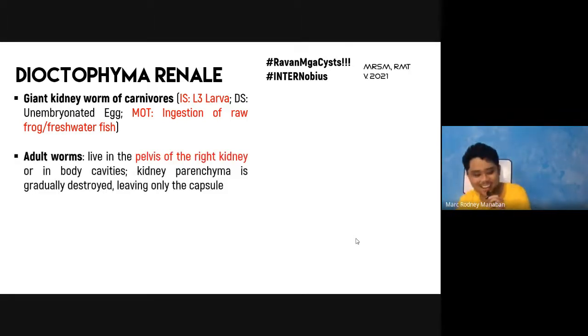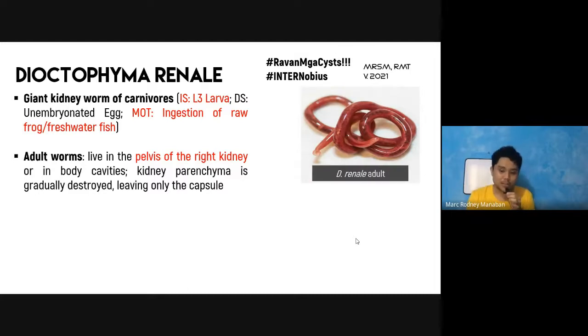Okay. Now, adult worms, by the name itself, like to live within the kidneys. Once in the kidneys, they destroy the kidney parenchyma, and what remains is the capsule of the kidney. So the kidneys get destroyed. Here's an example of an adult Dioctophyma renale. As you can see, it's really big, and the color is red. Really big.